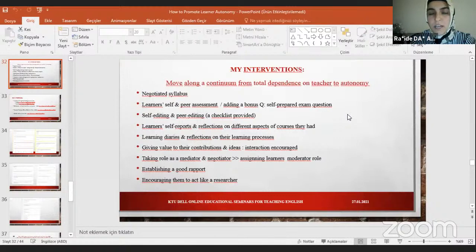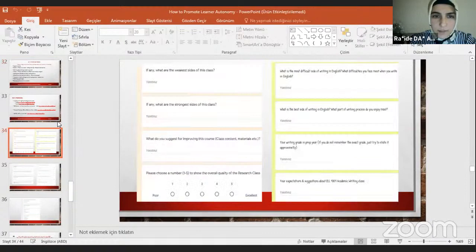I ask my students to prepare their own self-reports on different aspects of the courses they had. For instance, the first form: if any, what are the weakest sides of this class? If any, what are the strongest sides of this class? And what do you suggest for improving this course in terms of class content and materials? Or at the end, as you see, I want my students to rate the quality of the class. So that was the research class. I used that form.